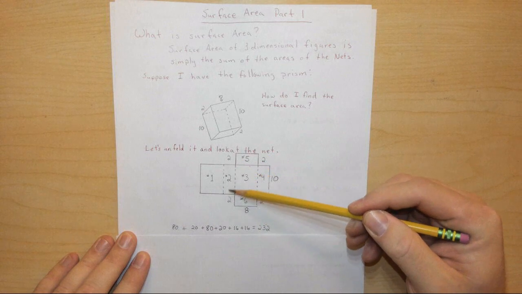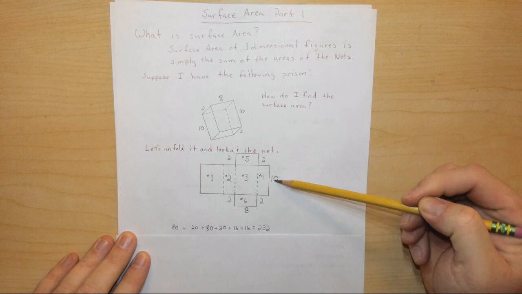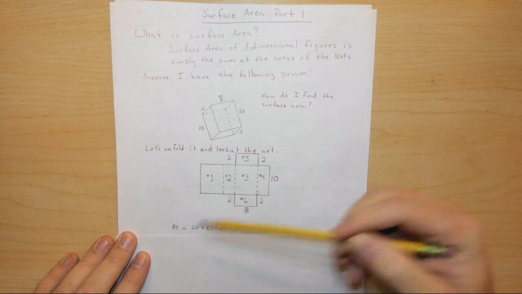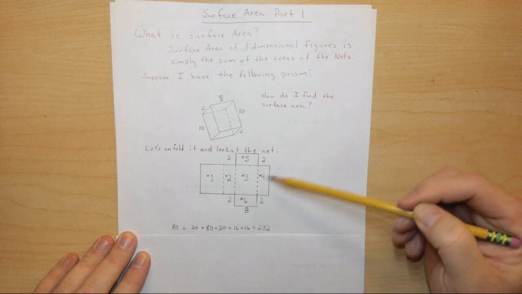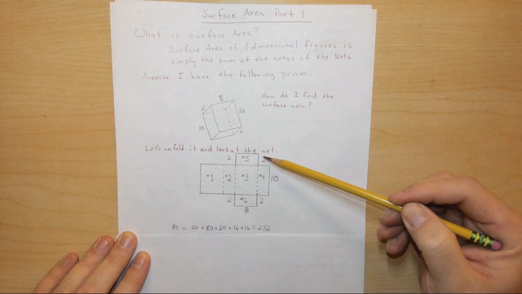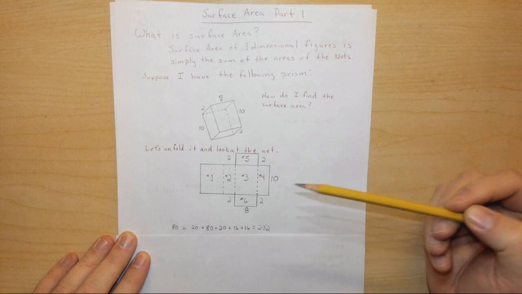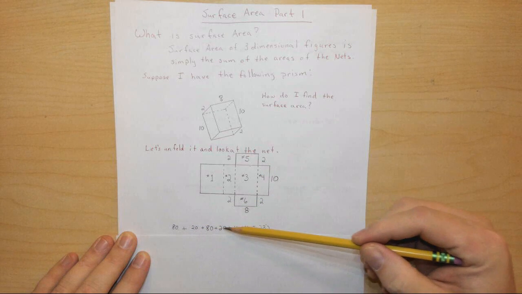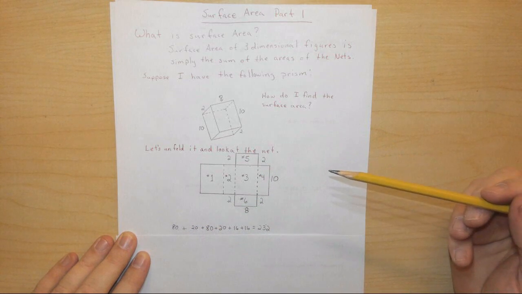Then for this piece, I know it's 2 wide and 10 high, so 10 times 2 is 20. The third piece is 80, the fourth piece is 20, the fifth piece, 2 times 8, is 16, and the last piece is also 16. I add those all up and I get 232 for the surface area.